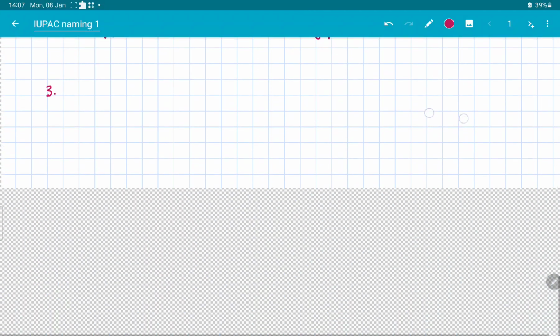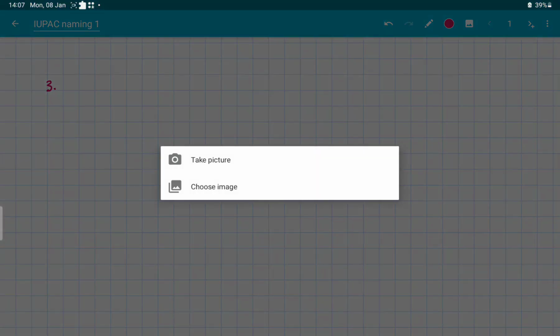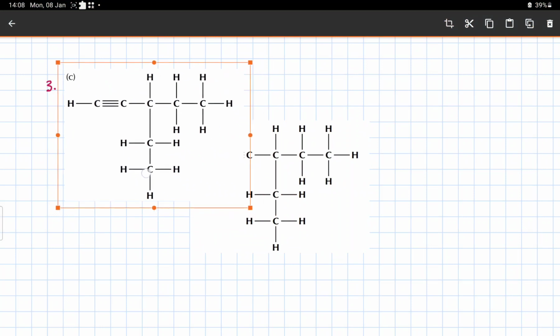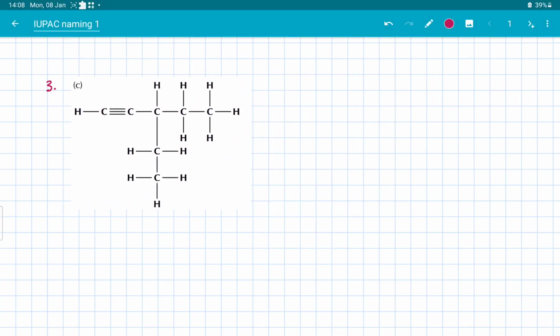Let me just move it down. 1, 2, 3. I'm going to move a little bit faster now. Apply rule 1: recognize the functional group. There's a triple bond. Remember, branches are also functional groups. Each functional group is a double bond, triple bond, or halogen.